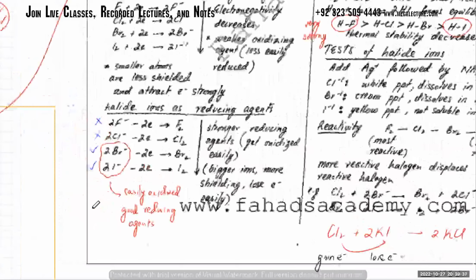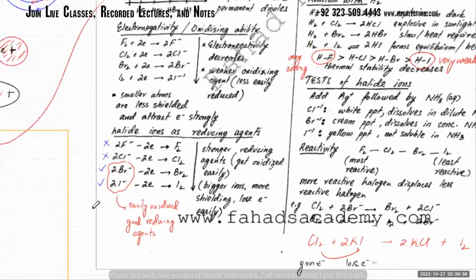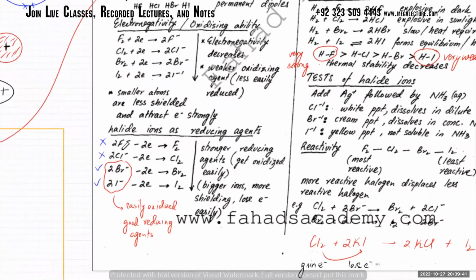Now remember, this thing is very important: when it comes to oxidizing ability, fluorine and chlorine are really powerful oxidizing agents. The bottom two are very poor oxidizing agents. They don't like to gain electrons. And when it comes to acting as reducing agents, the bottom two are really powerful reducing agents. The top two don't like to lose electrons.